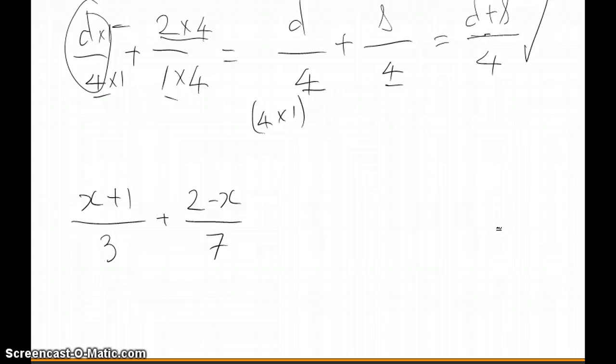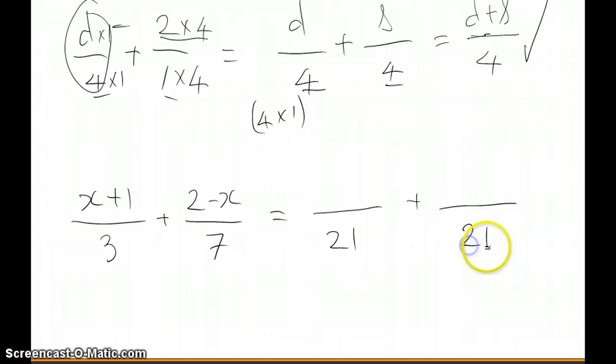Okay, a slightly more complicated one, but it doesn't have to be more complicated. Remember, all I'm trying to do is get equivalent denominators. I'm going to choose 3 times 7. Equivalent denominators will be 21. With this one, I multiply by 7. So I have to multiply the top line by 7.